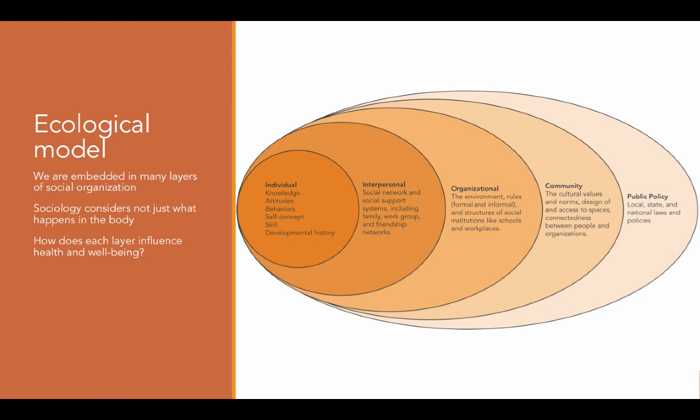Certainly, health is influenced by what happens at the individual level, but we are embedded in many different layers of social organization. So if you look at the smallest circle, you'll see this is the individual. So these are things like, what do we know? What kind of attitudes and perceptions do we have about the world around us? What kind of behaviors do we exhibit? What do we think about ourselves, like our self-concept? How do we think about ourselves?